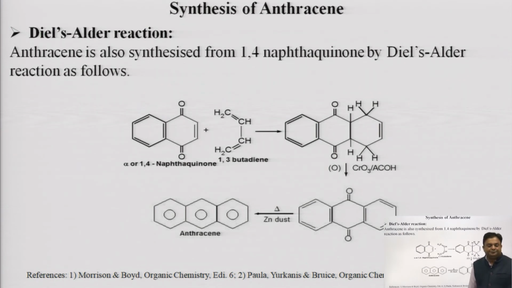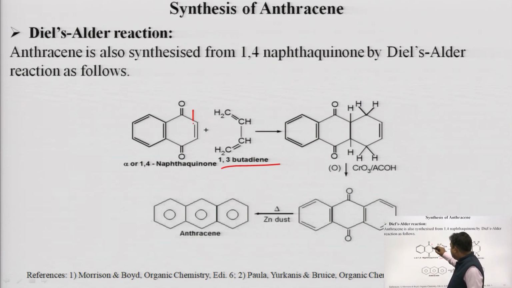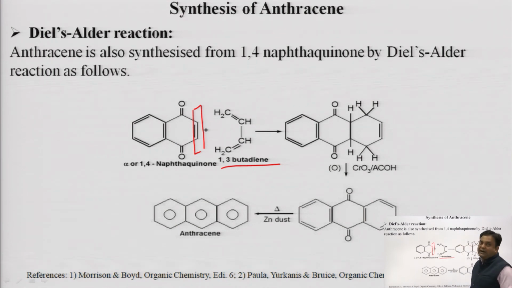So again, anthracene can also be prepared with the help of Diels-Alder reaction. When we are talking about Diels-Alder reaction, we know that we need 1 diene and 1 dienophile. Meaning we need 1 diene, and a dienophile that loves the diene. So as for the Diels-Alder reaction, you can see there is 1,3-butadiene. So we are having 1 diene, and we are using this portion of 1,4-naphthoquinone as a dienophile.